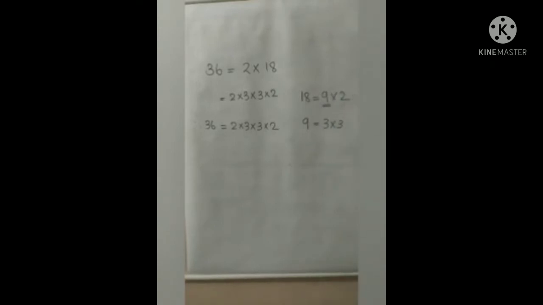Is my step over? No. Why? This 9 is not prime. It's again a composite. So we need to change this 9 in this step, isn't it? How can I write 9? This 9 I can again factorize into 3 into 3. Now I have factorized all the composite numbers. So instead of 18 I can write 9 into 2, and instead of that 9 I can write 3 into 3.